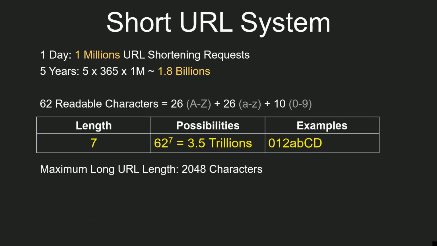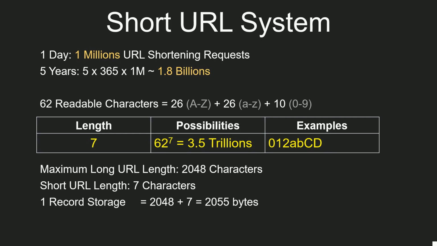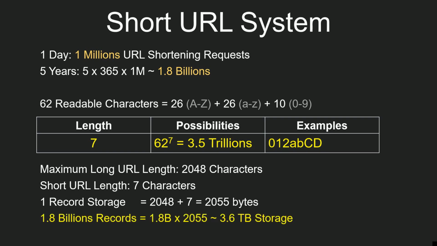If the original URL has a maximum size of 2048 characters, storing both the original and its short URL requires about 2055 bytes per record. For 1.8 billion URLs, this totals around 3.6 terabytes of storage. Now, this baseline could increase if we store additional metadata such as creator details, creation timestamps, and expiration dates.